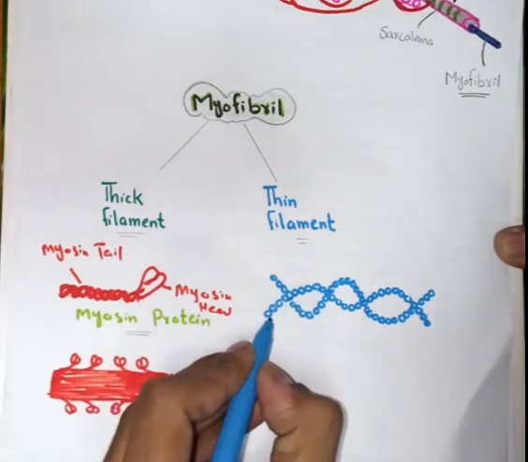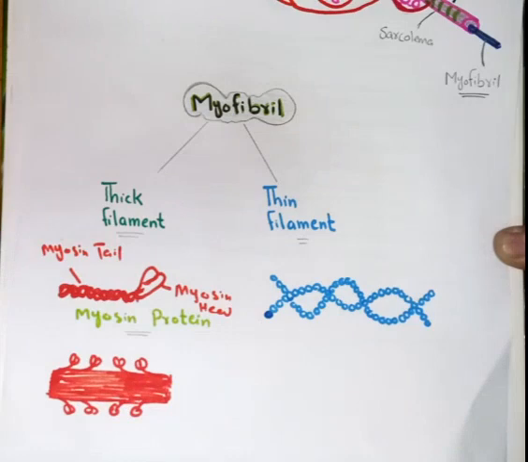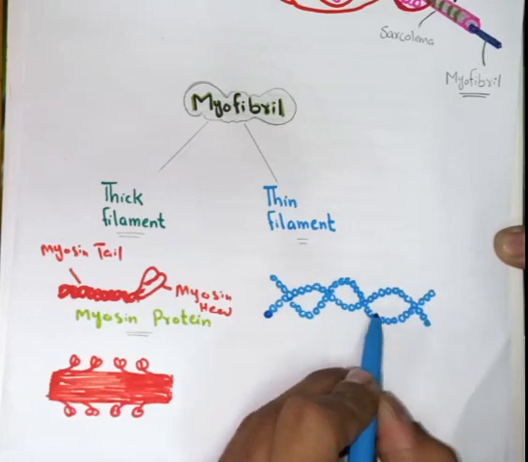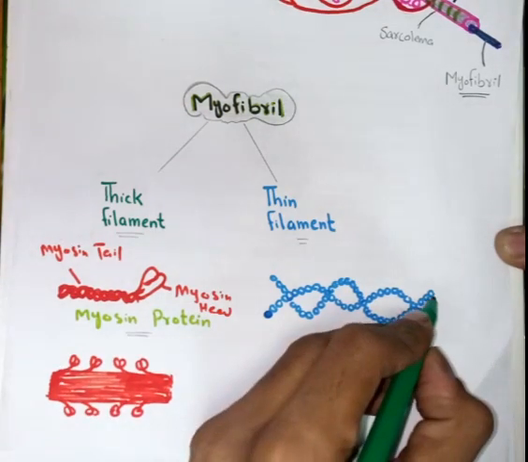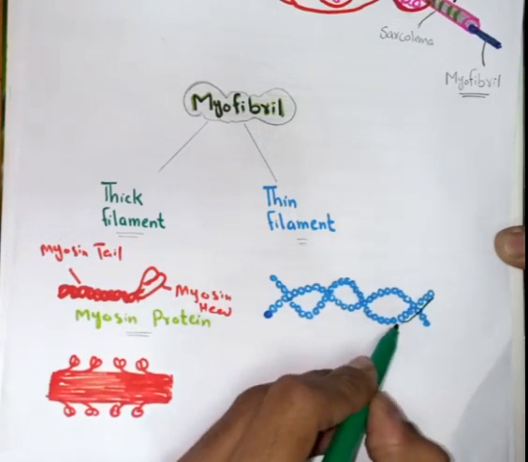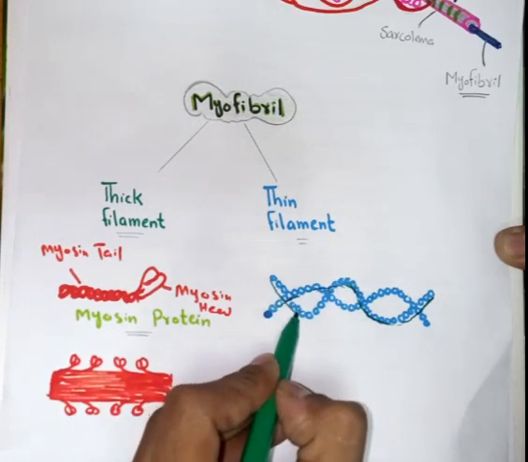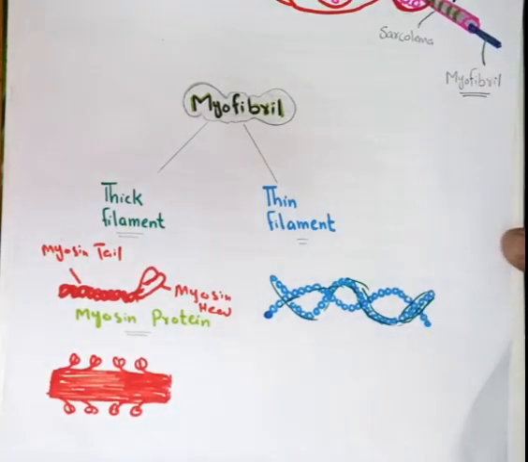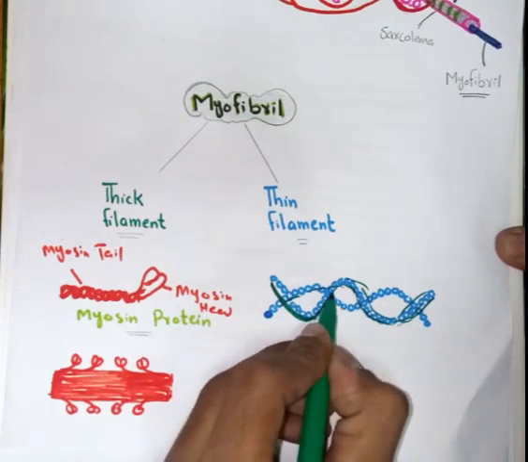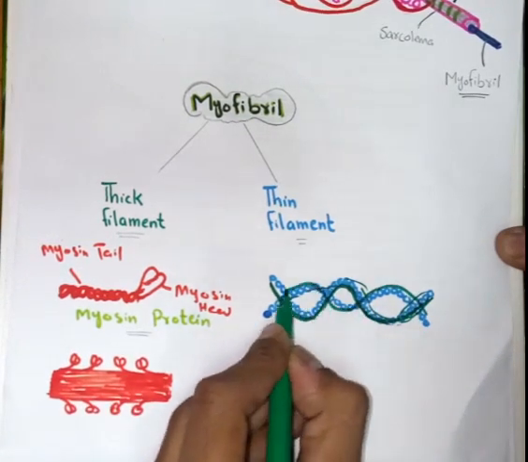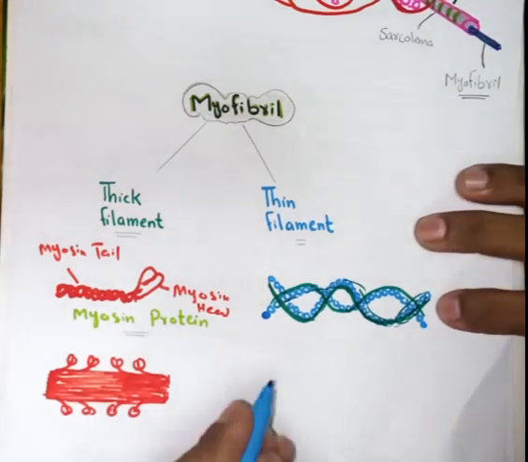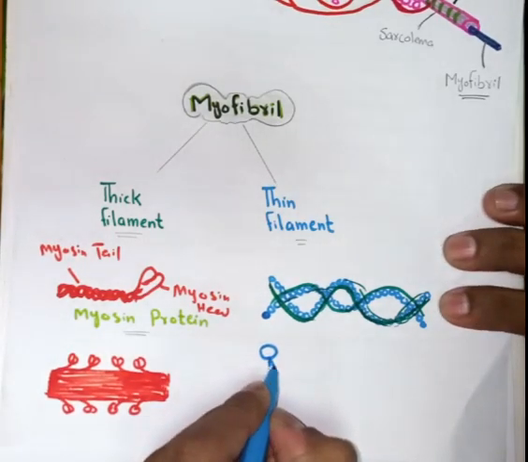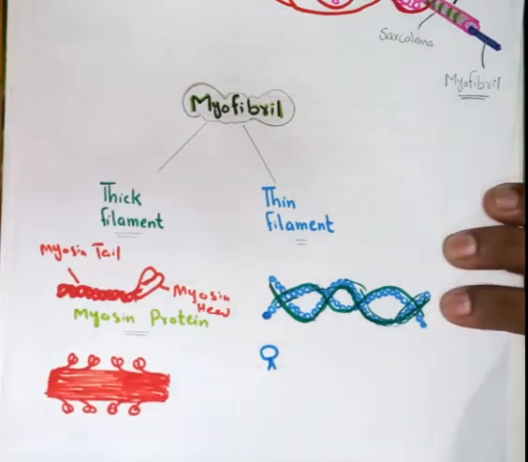For example, this one circle is one molecule of actin protein. These actin proteins join together to make a large polymer of actin protein. The second is tropomyosin. Tropomyosin will be present over the actin protein like this. This green color protein is basically the tropomyosin protein. Tropomyosin protein will cover the active site of actin protein. This actin protein has some active sites.